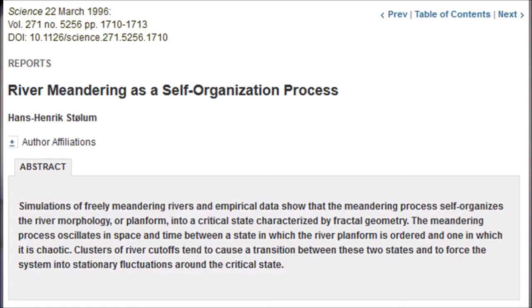And I've got it here from an article by Hans Henrik Stolum, River Meandering as a Self-Organisation Process. It's an exciting title, I know. Simulations of freely meandering rivers and empirical data show that the meandering process self-organises the river morphology or planform into a critical state characterised by fractal geometry. The meandering process oscillates in space and time between a state in which the river planform is ordered and one in which it is chaotic. Clusters of river cutoffs tend to cause a transition between these two states and to force the system into stationary fluctuations around the critical state. Whew, that does sound exciting.